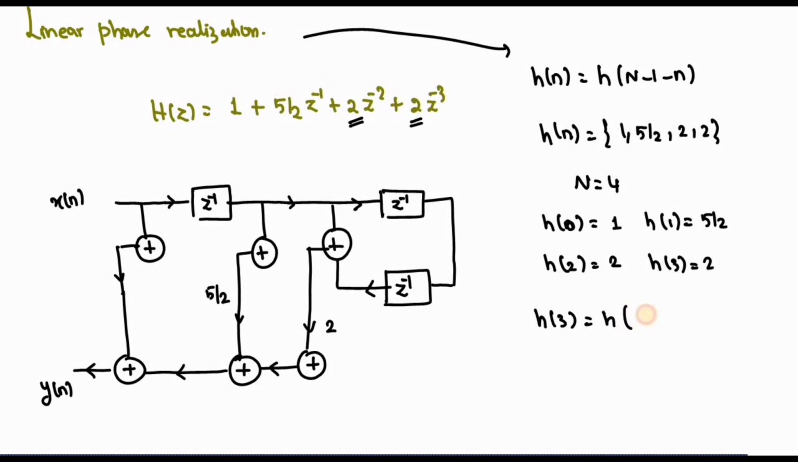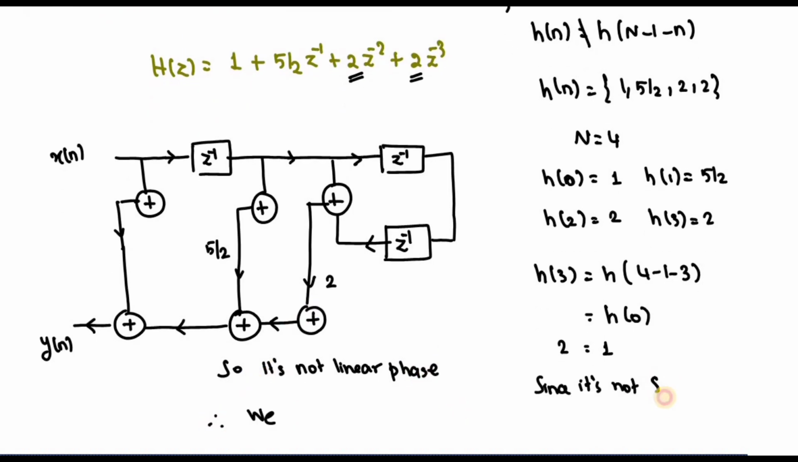h of n is equal to h of N minus 1 minus n. So h of 3 is equal to h of 4 minus 1 minus 3. So I will get h of 0. So whether the h of 3 value and h of 0 value are equal, it is not so. So I can't draw the linear phase structure since it is not symmetric. Okay. So I can't realize this above equation using the linear phase structure, as it is not obeying the symmetry rule. Okay.